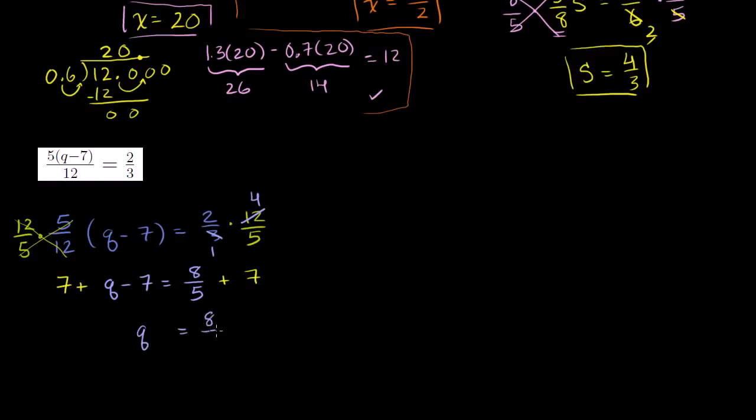Or we could write 8/5 plus 7 as 35/5. And so this is going to be equal to, well, the denominator is 5. 8 plus 35 is 43. So my answer going this way is q is equal to 43/5.